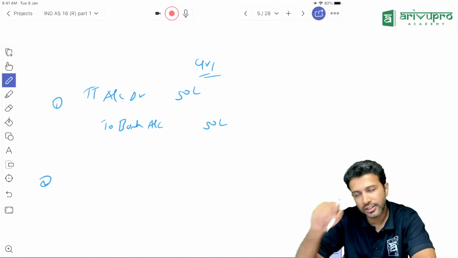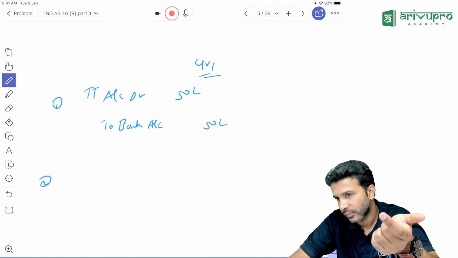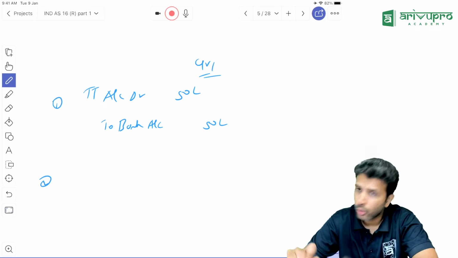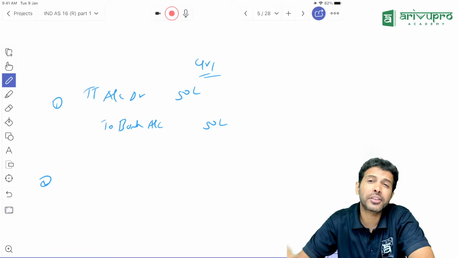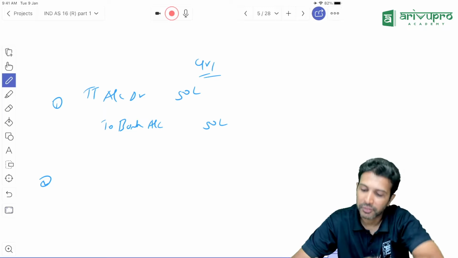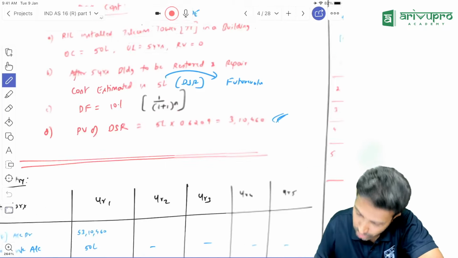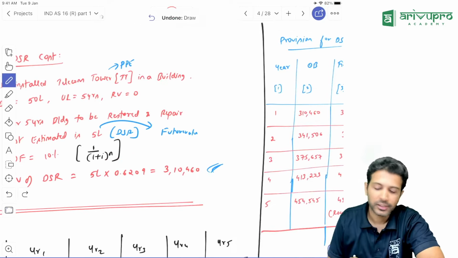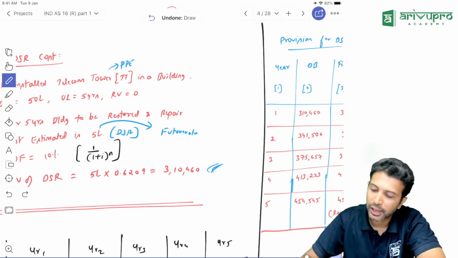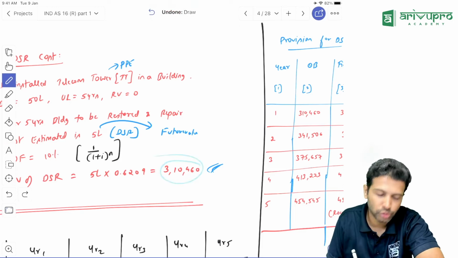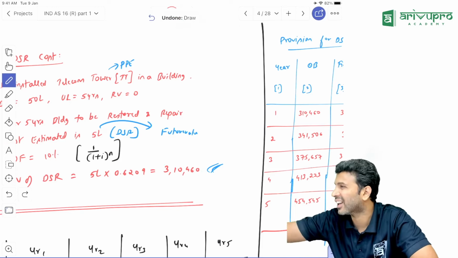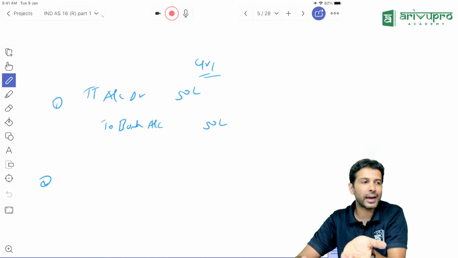Second one: is this the only component, or is there one more? That is the DSR. Now the actual cost of DSR after 5 years is how much? 5 lakh. But will we add 5 lakh or will we add the present value? And how much is the present value of it? 3 lakh 10,460. So tell me the entry. For this 3 lakh 10,000, will you transfer it to P&L or capitalize? Capitalize means the PPE balance will increase.